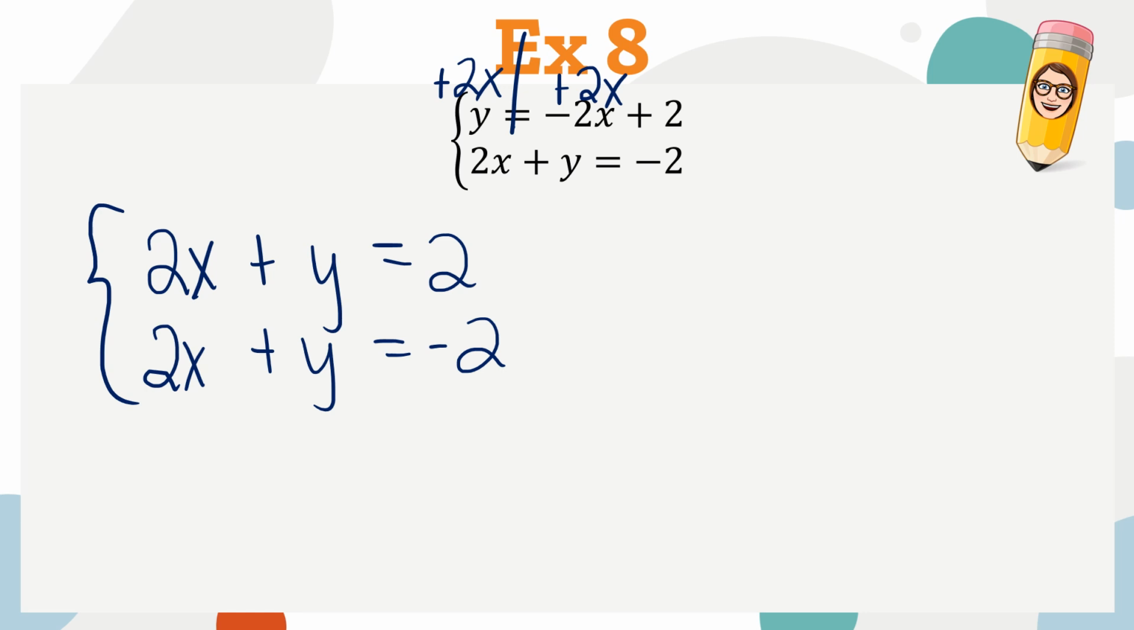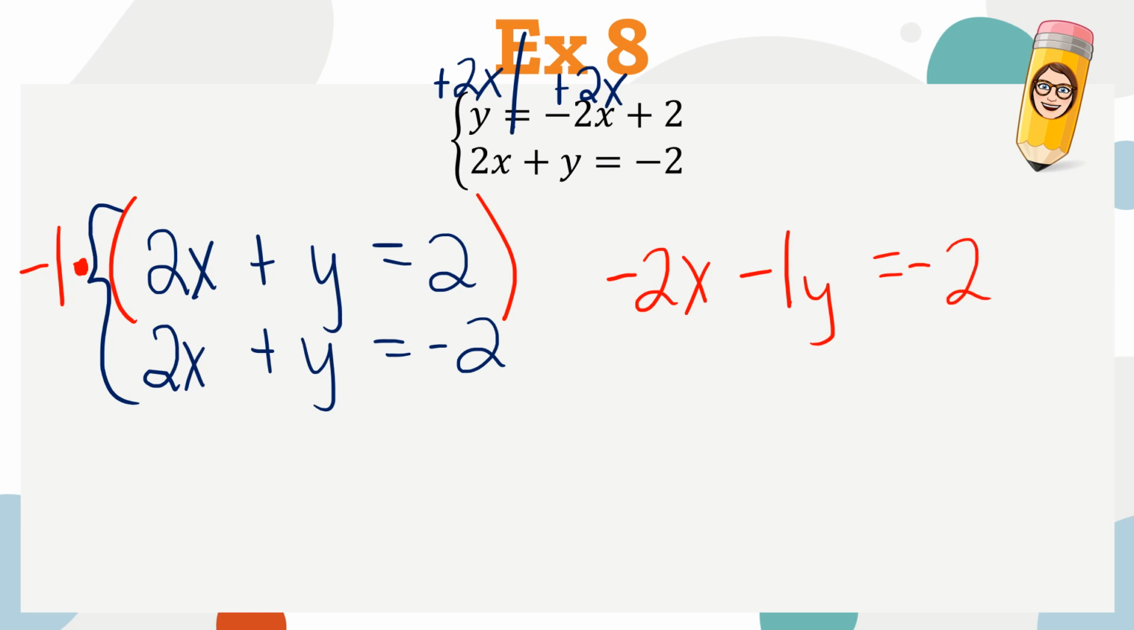Step 2, choose a variable to eliminate. Well, I'm looking at the x's and they're already the same number, but unfortunately they're not the same sign. So I'm going to choose one of the equations, either one, and I'm going to multiply it by -1. If I distribute -1, I get a -2x, a -1y, and a -2. I did not mess with the second equation, so I'm just going to rewrite it.